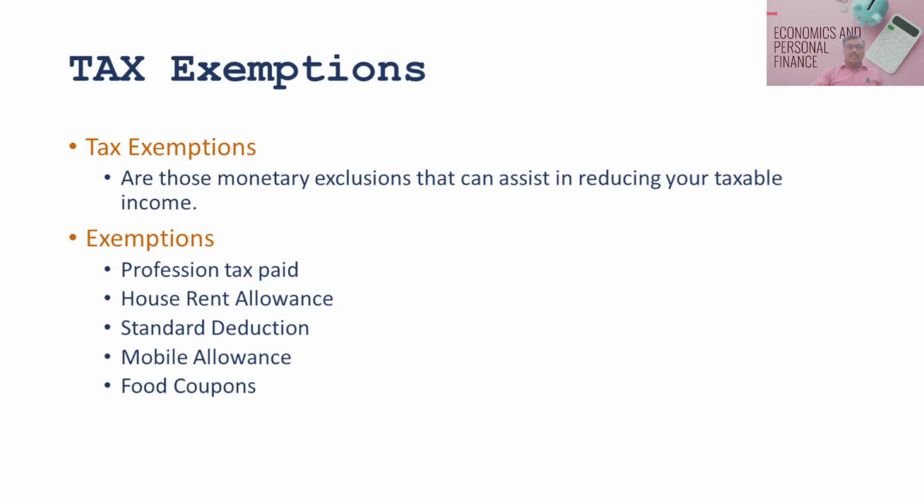There is something called the standard deduction. Okay, this is a fixed amount you can subtract from your gross income to have a lower taxable amount. And there are many more, like food coupons, mobile allowances. Remember, these exemptions can help reduce the amount you pay taxes on, giving you some relief.